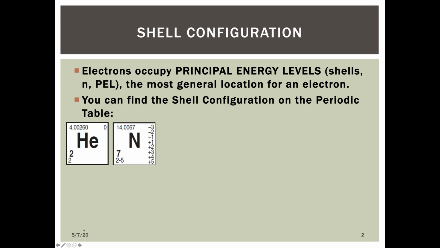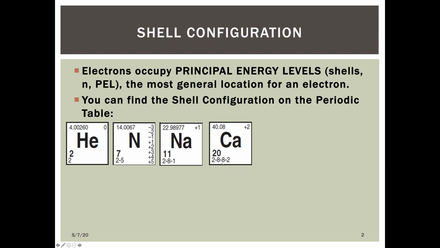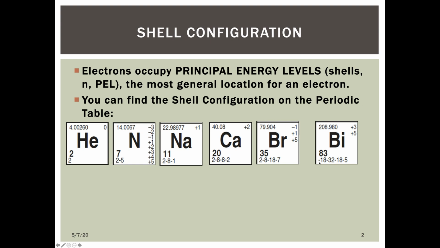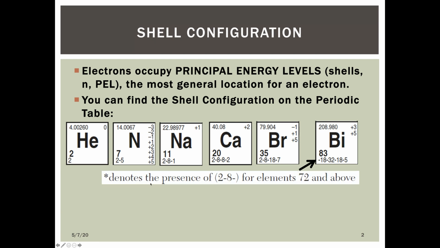So helium has 2, nitrogen 2-5, sodium 2-8-1, calcium 2-8-8-2, bromine 2-8-18-7, bismuth, whoa, dash 18 dash? Well, at the bottom of your table, you'll see this little key here that says that a dash denotes the presence of 2-8 for elements 72 and above. The electron configuration is so large, you can't fit all of it in that box. So they just assume the 2-8, and then they give you everything for the third energy level and above.